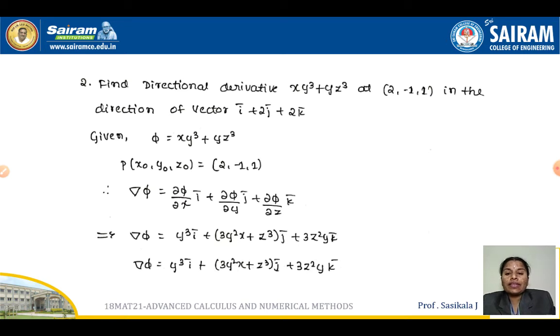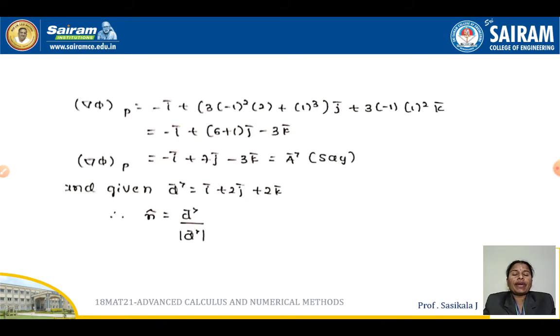With respect to x, I'll get y cube. This will be 0 i vector. Plus with respect to y, I'll get 3xy squared plus z cube, j vector. Plus with respect to z, this term will be 0, so I'll get only 3yz squared k vector. Then you can substitute the point 2, minus 1, 1.